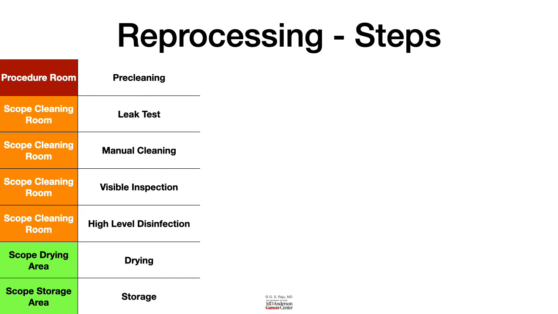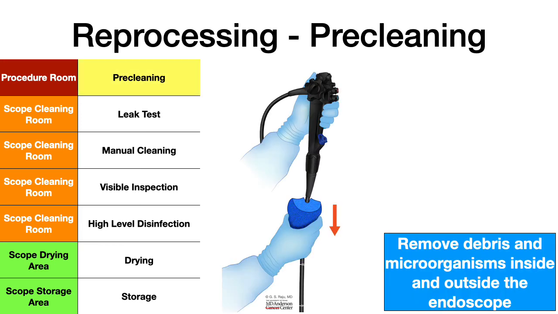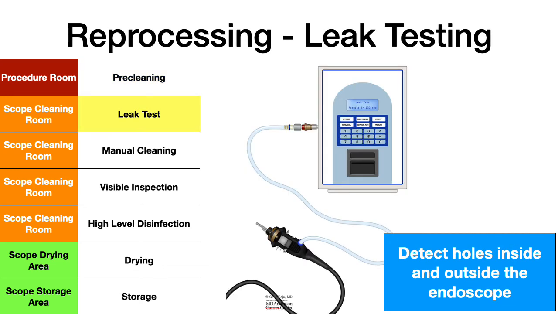In the procedure room, we do the pre-cleaning. In the scope cleaning room, we do the leak test, followed by manual cleaning, visual inspection, high level disinfection. Then in the scope drying area, we dry the scope. In the scope storage area, we keep them stored. So pre-cleaning, this removes debris and microorganisms inside and outside the endoscope. Once you come to the leak test, it detects any holes inside and outside the scope.